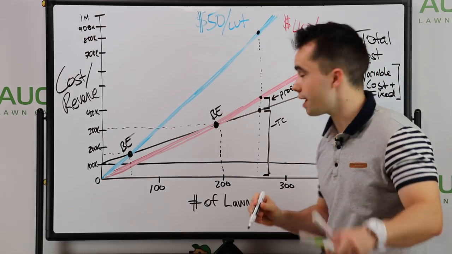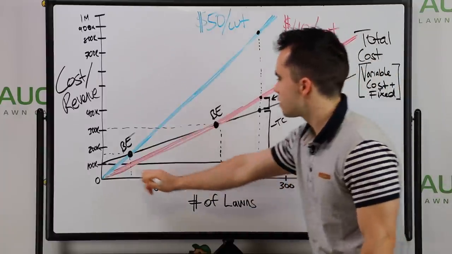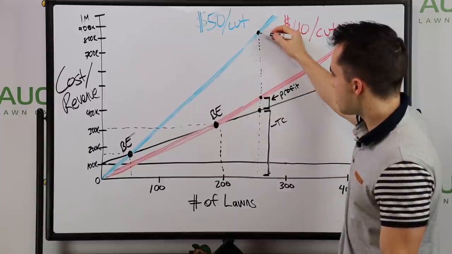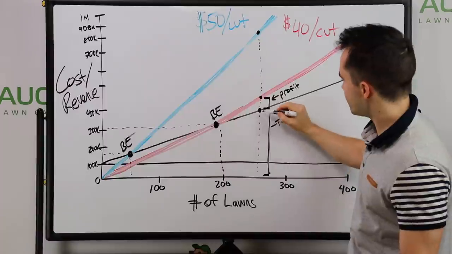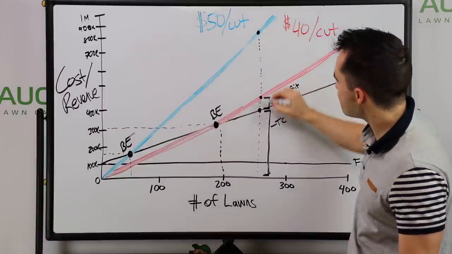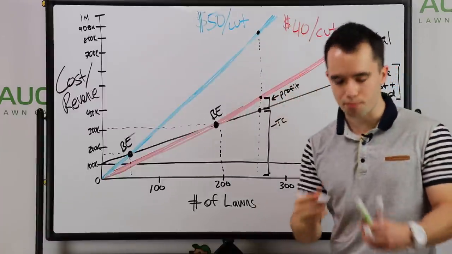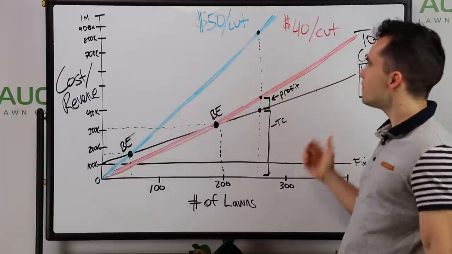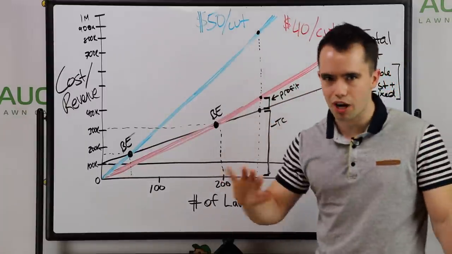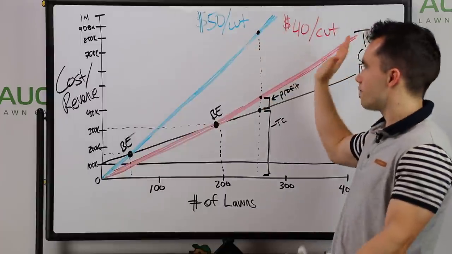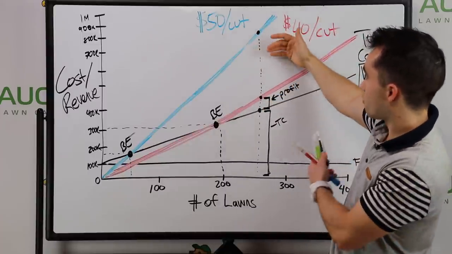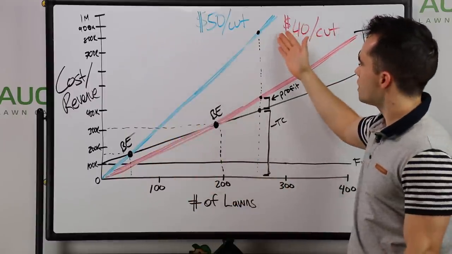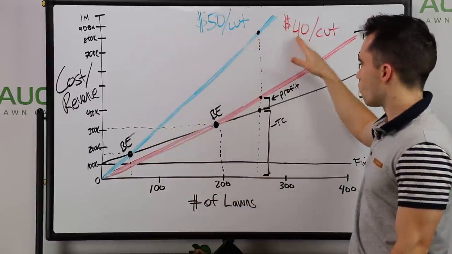Now compare that to what it looks like if I'm at $50 per cut, this angle here. I'm still going to have 250 lawns, but now look at where my cost is. The difference in my profit is massive. I'm running like a 50% margin business. I'm probably doing $130,000, $140,000, $150,000 at least in profit. This is not necessarily to scale, but let's just say, for example, probably like $300,000 in profit. Just massively more profitable simply because I have a $50 cut instead of a $40 cut.